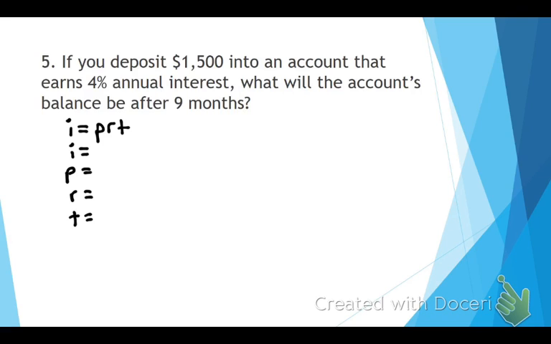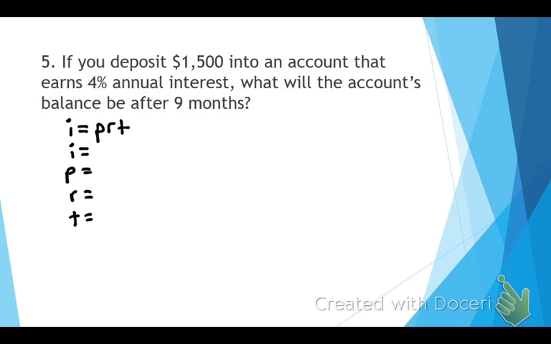Okay, now here's the deal. I know this can be tricky because it says 4% annual interest, but interest will always come out as a dollar amount. What's always going to be the percentage? The rate, okay? So don't get tricked just because this word interest is right there. That is not your interest. Your interest has to be a dollar amount. So do I know my interest?